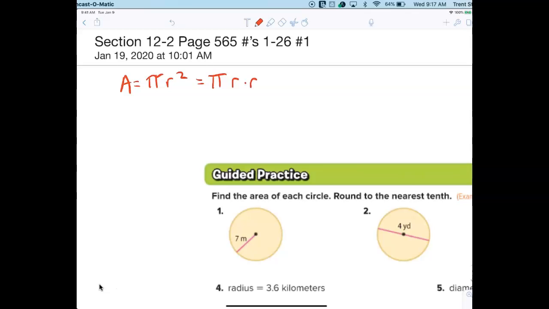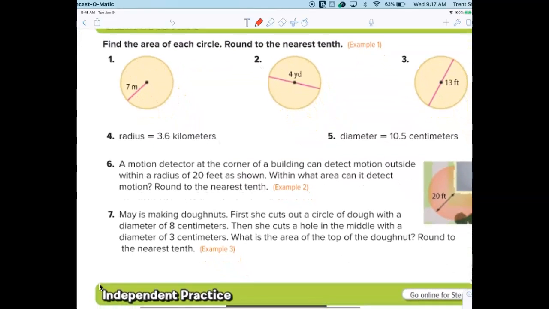Just like yesterday, you're going to write the formula, plug in the radius, and then give me the answer. Do you hear that, Alden? Every single time. Not sometimes. Not when you get home and you don't have much time to do your homework, so you just write the answer. So, number 1, here we go.